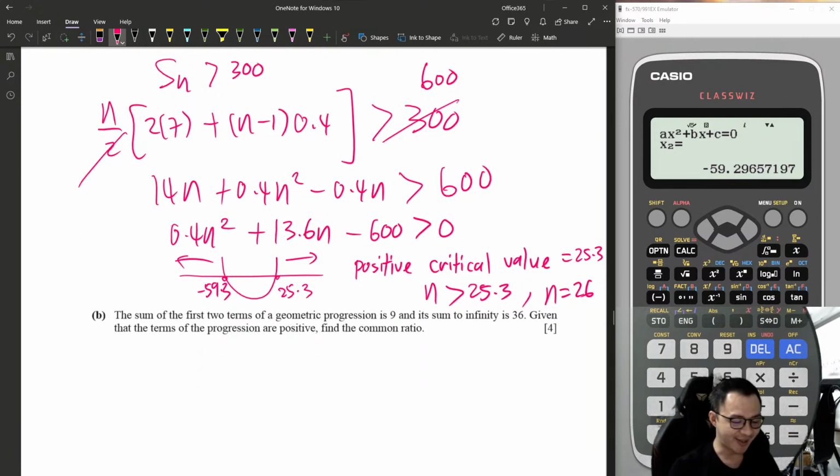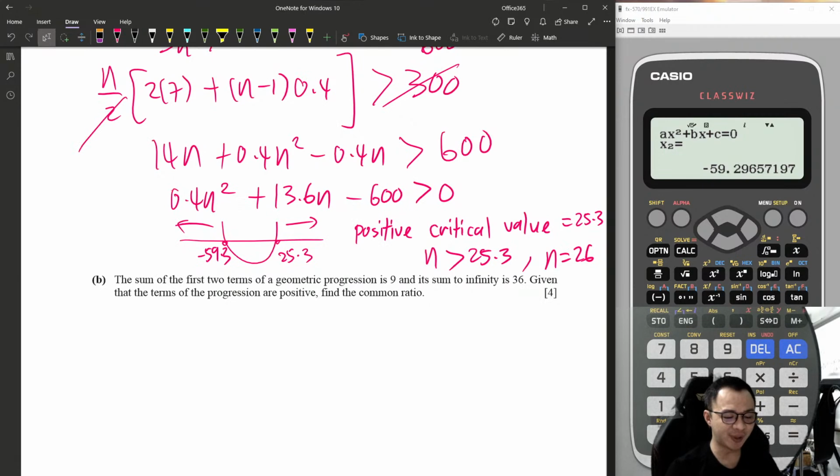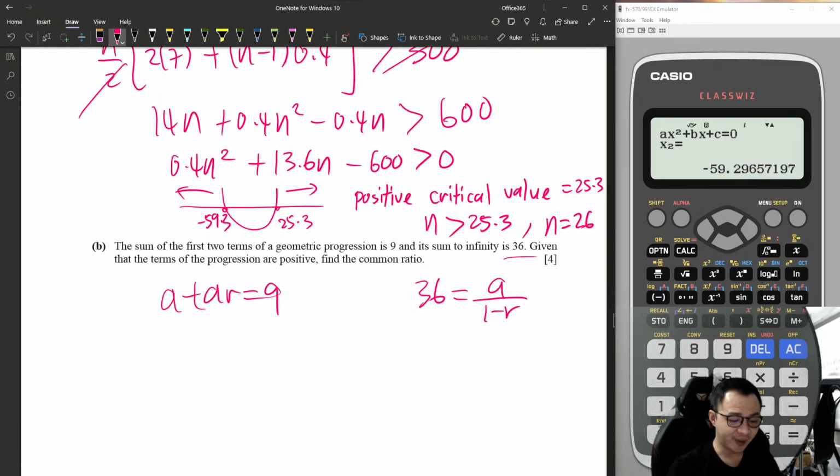Okay, makes sense. The sum of the first two terms of a geometric progression is 9. Sum to infinity is 36. So a plus ar equals 9, and sum to infinity, a over 1 minus r, equals 36. Do simultaneous equations. The terms are positive; find the common ratio. Okay, take out the a: a times 1 plus r equals 9.